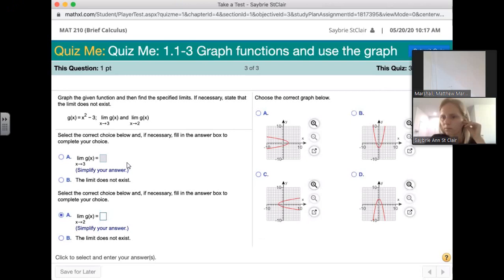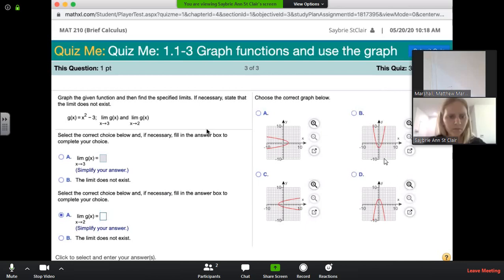Let's put that in Desmos there. X squared minus 3. So that's definitely choice B on that one. Choose a correct graph. So that's the correct graph. So that one. And then you're looking at that graph. Can you make it bigger? Hit the zoom button on that.